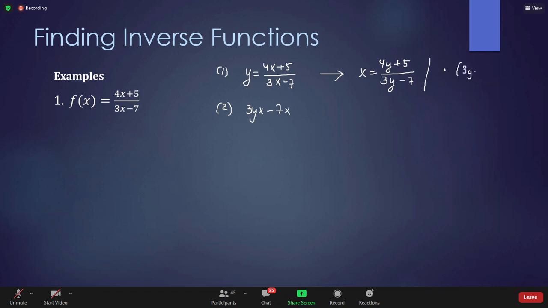Pure algebra. Multiply the left-hand side by 3y minus 7, multiply the right-hand side, so the denominator and numerator, these two expressions cancel out. We have 4y plus 5. Now we need to express y. Let's move both y terms to the left and both terms that do not have y in them to the right. So we will have 3yx minus 4y, moving the y terms to the left-hand side, and 5 plus 7x to the right-hand side.